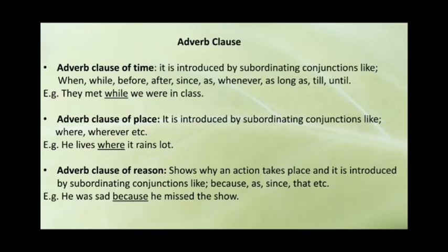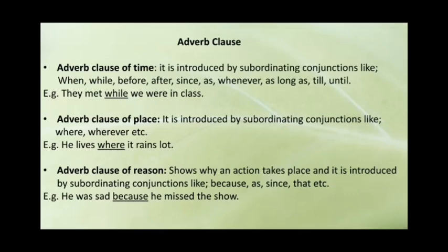For example, they met while we were in class. So you can see they met is the main clause and while we were in class is the subordinate clause. So while is the subordinating conjunction. So while denotes that it is talking about time. It is telling us about time. That is adverb clause of time.